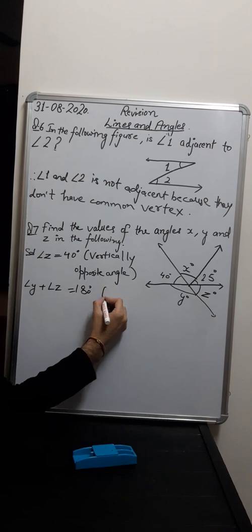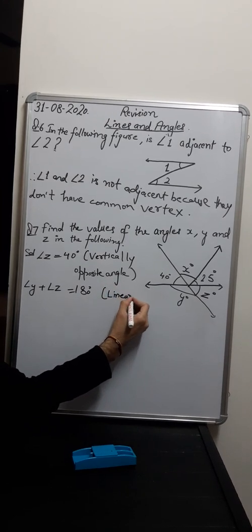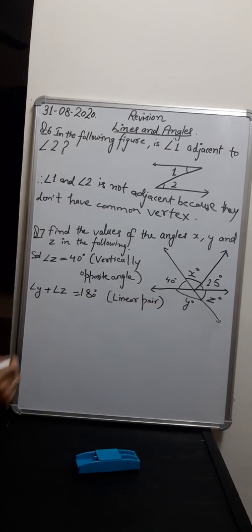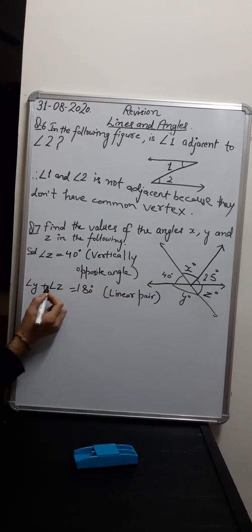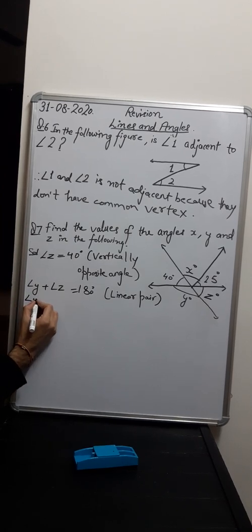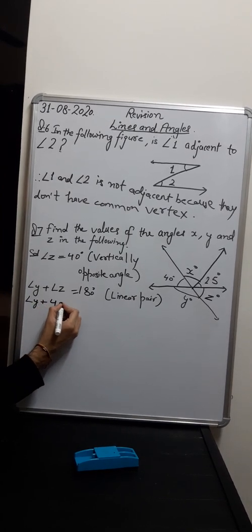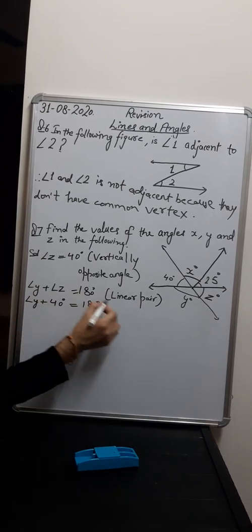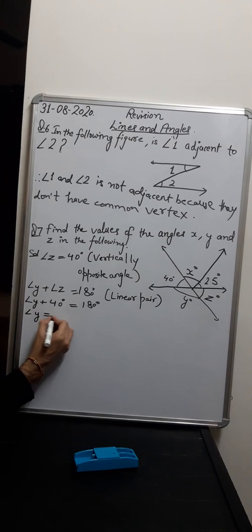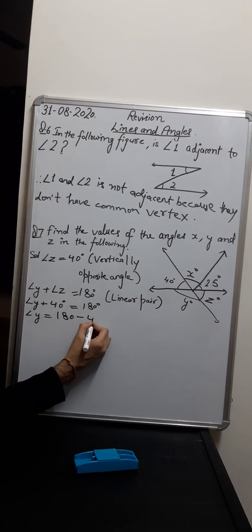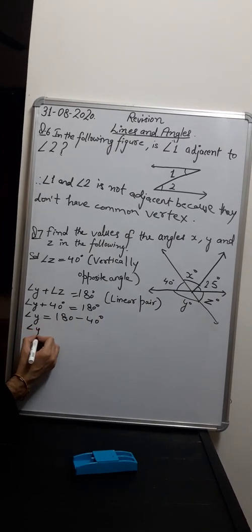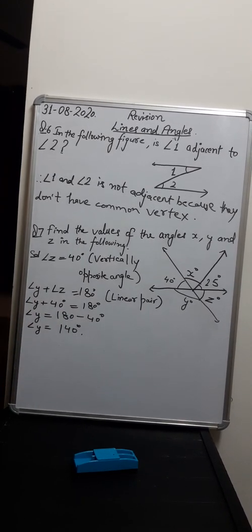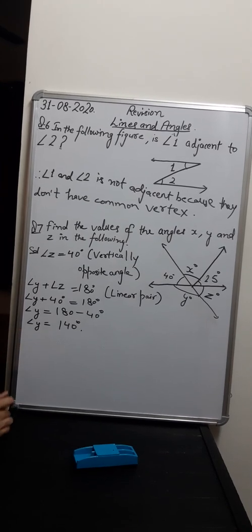There are two angles, that's why it is called a linear pair, and a linear pair sum is always 180 degrees. And angle z we already found out, that is 40 degrees. So in the place of z we can write y plus 40 degrees equals 180 degrees. To find angle y, we will take this 40 degrees to the right hand side, that is 180 degrees minus 40 degrees. So angle y equals 140 degrees. In this way we find angle y is 140 degrees.